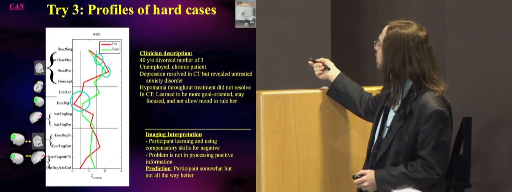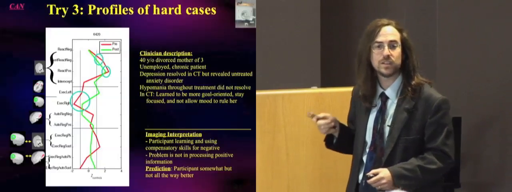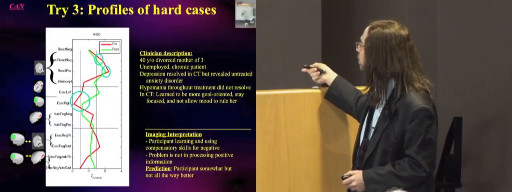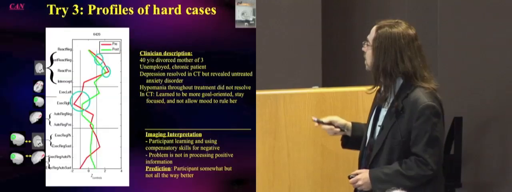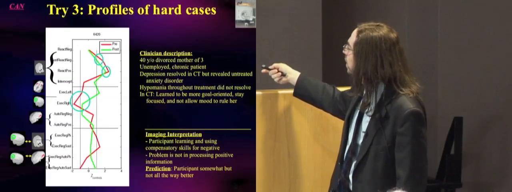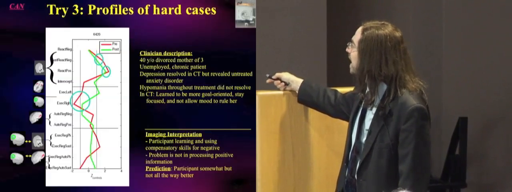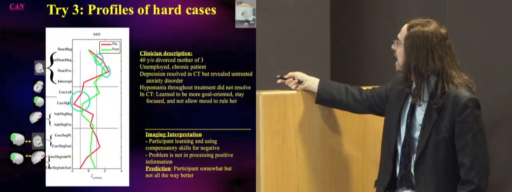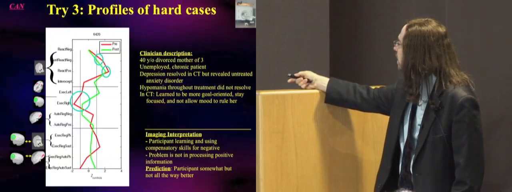Her depression resolved in cognitive therapy, but it revealed an untreated anxiety disorder, so she didn't completely get better. She had hypomania through treatment. It didn't resolve. In cognitive therapy, she did learn to be more goal-oriented. The brain researcher got only this profile and said, look, their sustained reactivity to negative information went down, but they had this reactivity to positive information which stayed high. And their regulation went up a bit, but maybe not a lot.